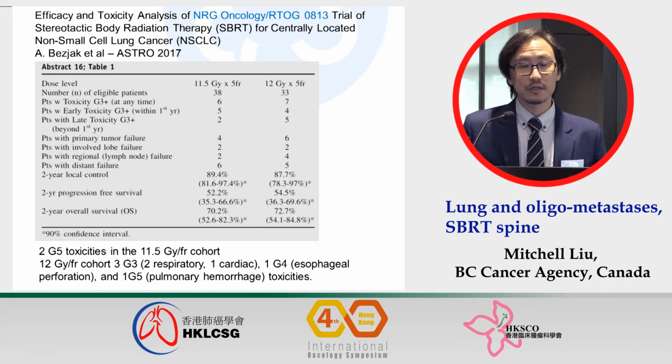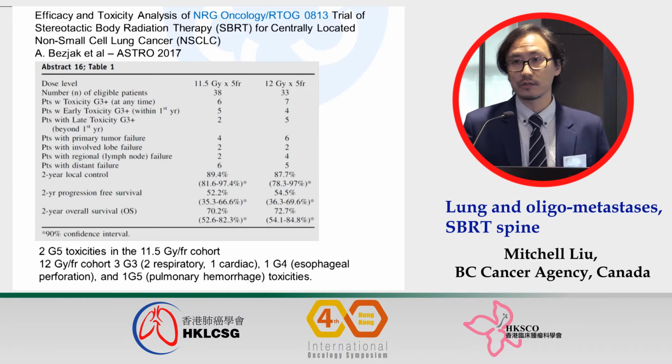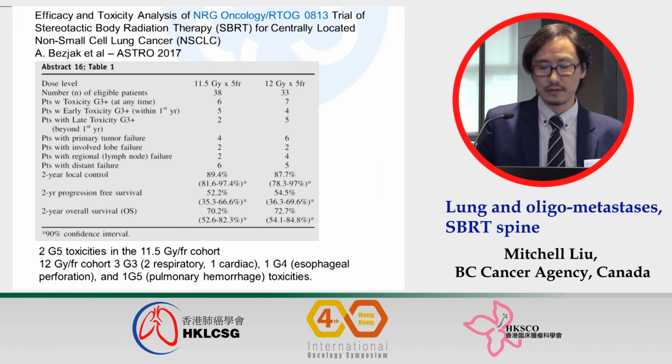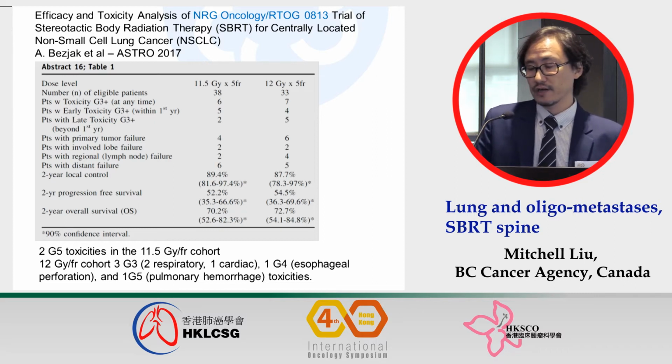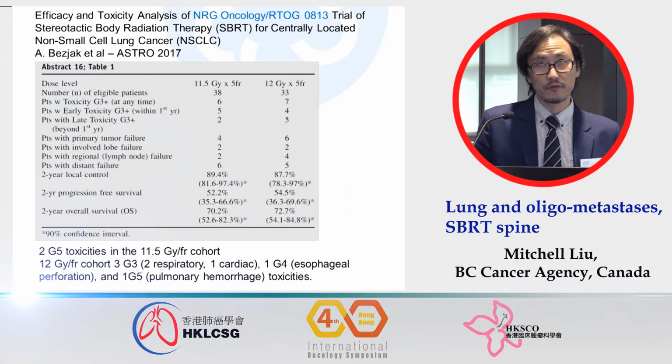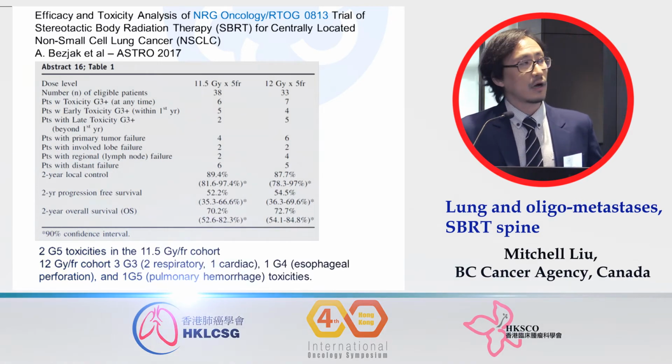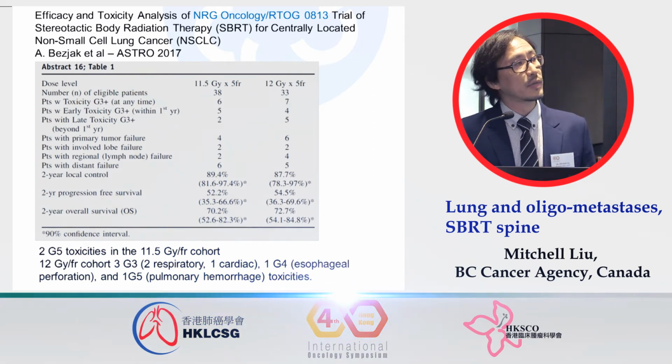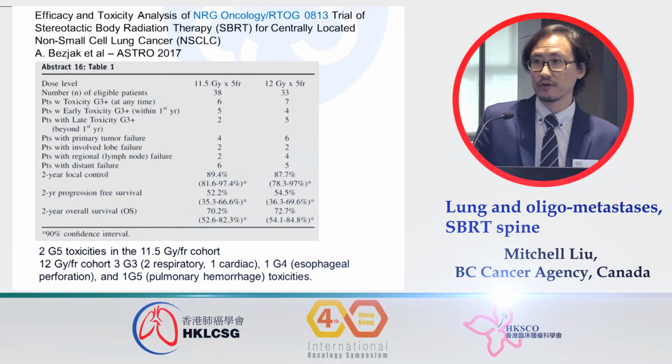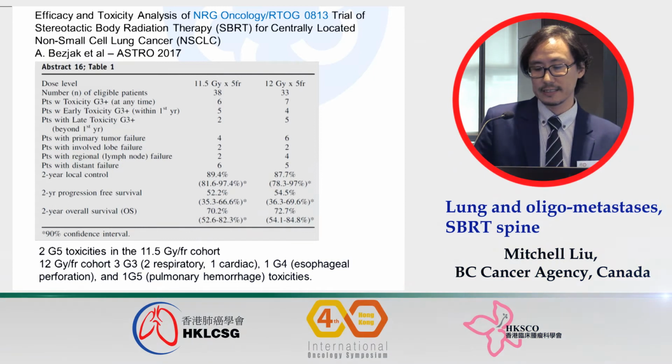The RTOG has also been investigating what's the best dose fractionation for central lung lesions. They started with 50 grays in 5 fractions and escalated slowly. As far as I can remember, they reported, in fact, grade 5 toxicities even at a dose of 55 grays in 5 fractions. But we have to wait for the final results. I think currently 50 grays in 5 fractions likely seems to be the safest dose fractionation if we do 5 fractions.